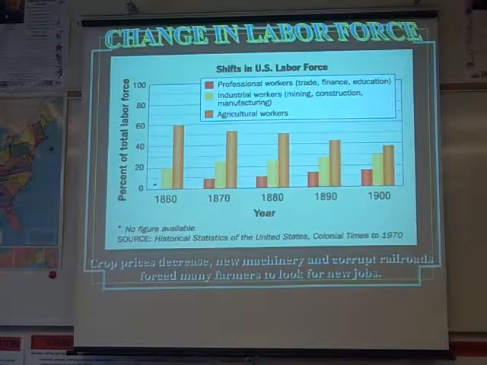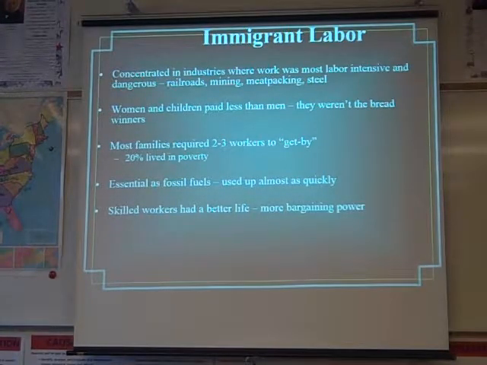Okay. All right, so our immigrant labor was largely concentrated working on railroads, in industrial factories, etc. On average they were paid much less than the natives, or people who were born here. Often because of that, women and children had to work as well. But because they weren't the breadwinners, they were paid less than men, generally about two-thirds of a man's salary. If the man is actually there working, that might work okay if she is a second income, but that was not always the case. Most families required 2 to 3 workers just to get by, and approximately 20% of all Americans lived in poverty.